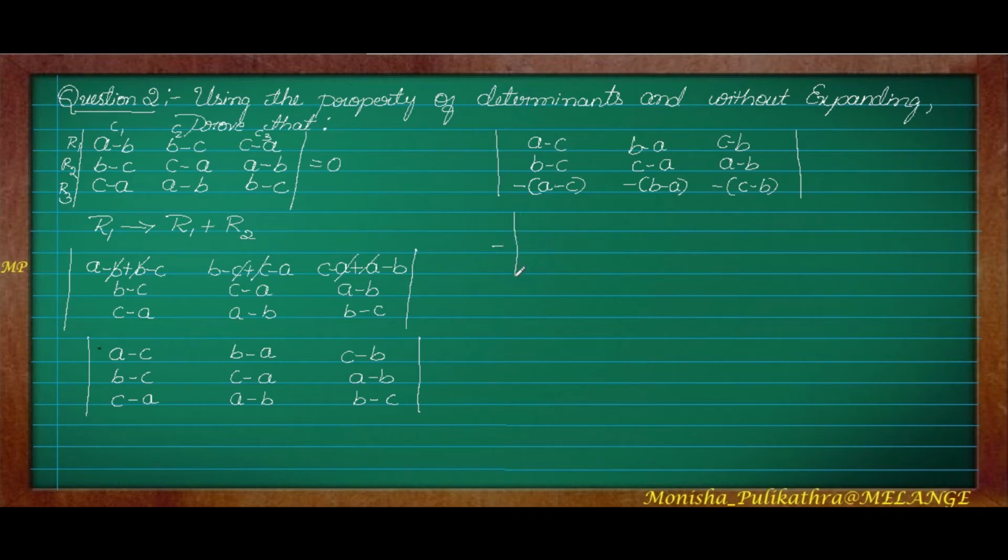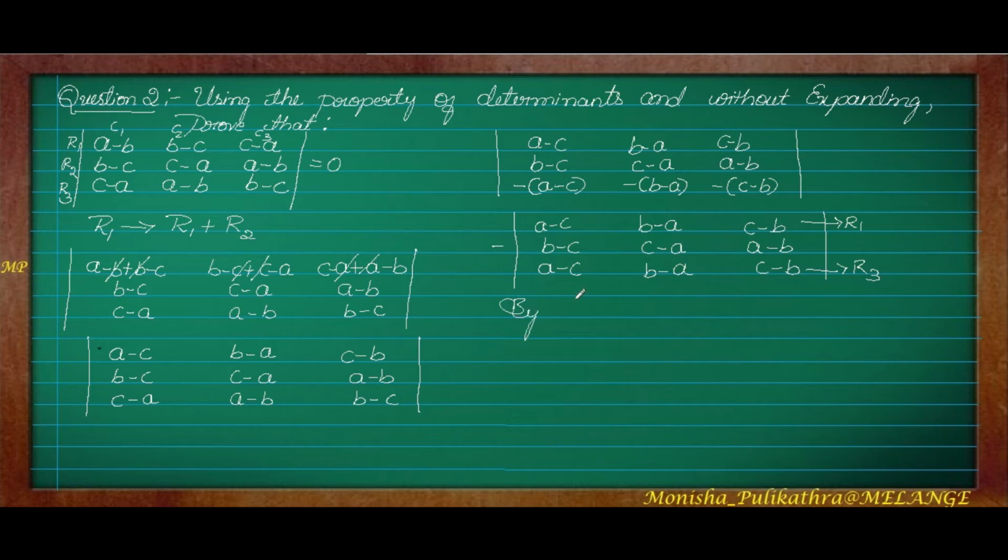So minus, it will become A minus C, B minus A, and C minus B. Next is B minus C, C minus A, and A minus B. Next, since I have taken minus outside, it will become A minus C, B minus A, and C minus B. So this is row 1 and this is row 3. Now row 1 and row 3 are exactly identical: A minus C, B minus A, and C minus B.